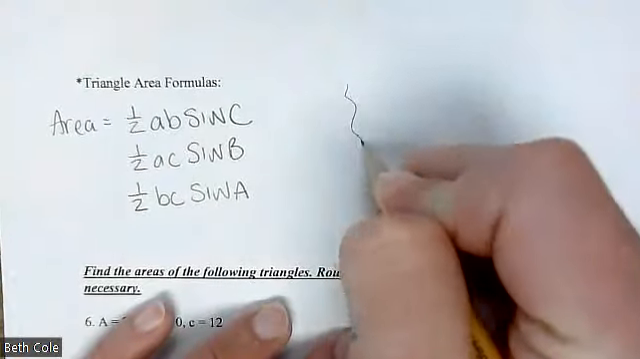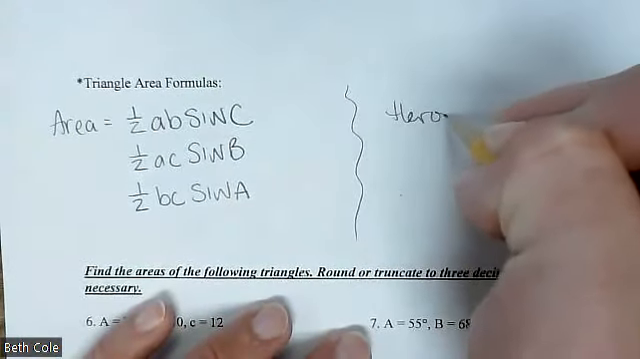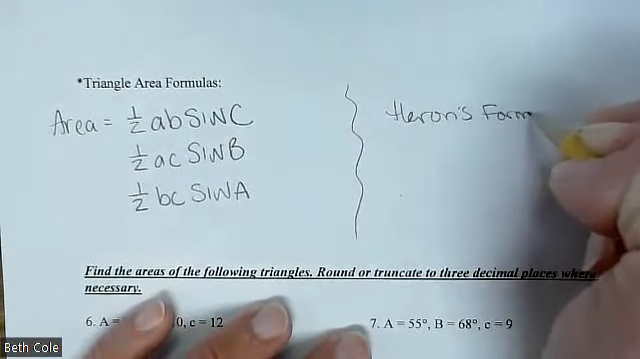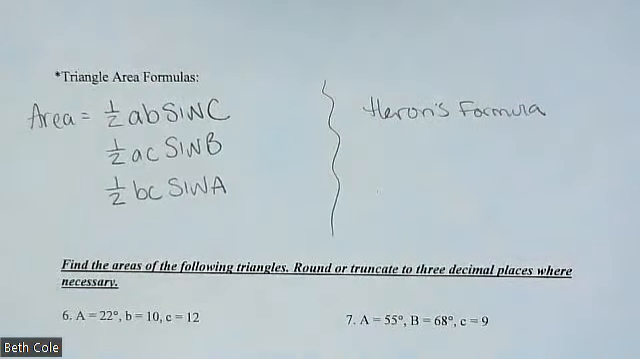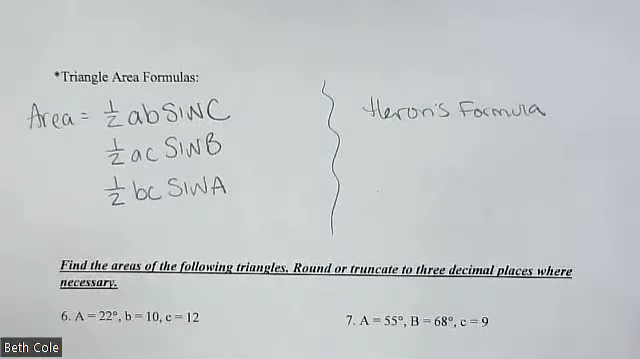Now there's another one, which is called Heron's formula, which is if you don't have an angle at all, if all you have are the sides. And this one's kind of cool. It sort of geeks me out that this works. I don't know how he figured this out, like he had way more free time than me.